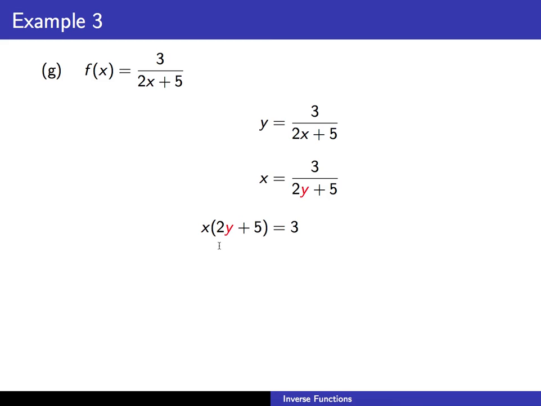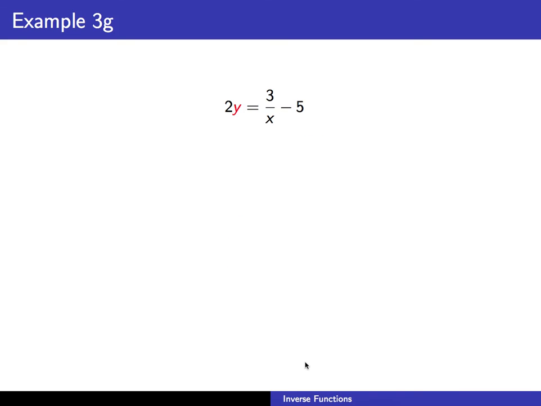Now in this example, the y is inside the parentheses, and the last example was outside the parentheses. So since the y is inside parentheses, if we divide both sides by x, that'll get rid of the x that's outside of the parentheses. So dividing both sides by x, we get 2y plus 5 equals 3 over x. So to get the red y by itself, we're going to subtract 5 from both sides. And when we do that, we get 2 times y equals 3 over x minus 5.